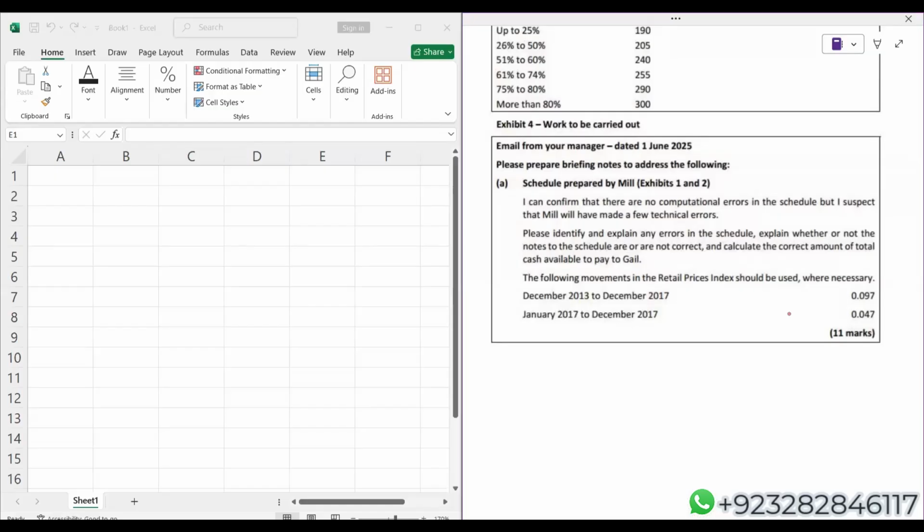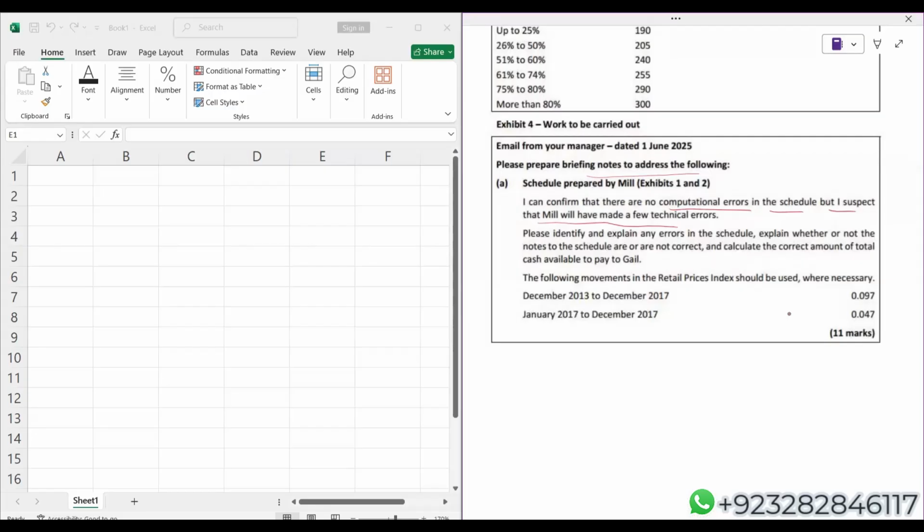Email from your manager, date is 1st June 2025. And the question says, please prepare brief notes to address the following. What do we need to address? Schedule prepared by Mill. I can confirm that there are no computational errors in the schedule, but I suspect that Mill has made a few technical errors. So mathematically, plus minus, there are no errors, but technical errors are there.